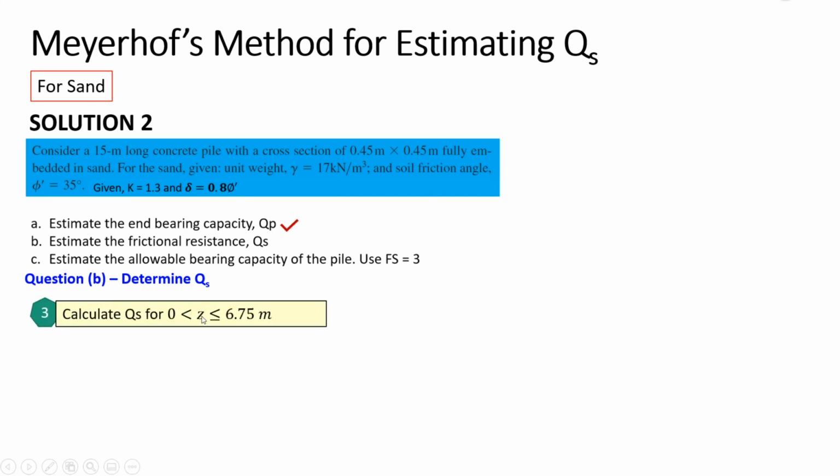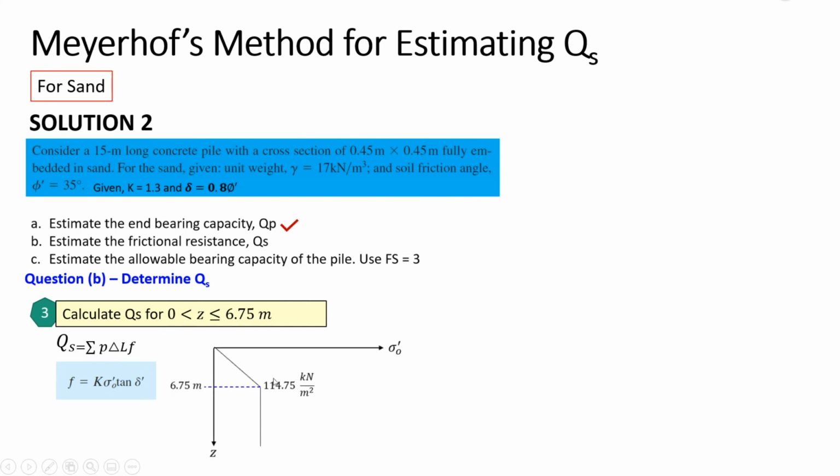Now for the depth more than 0 but less than or equal to 6.75, we have this equation. This is the first section that we need to consider, with this depth limitation. To get the F, this is the F. Then the K here, as mentioned in the question, is the coefficient of lateral earth pressure, given here as 1.3.